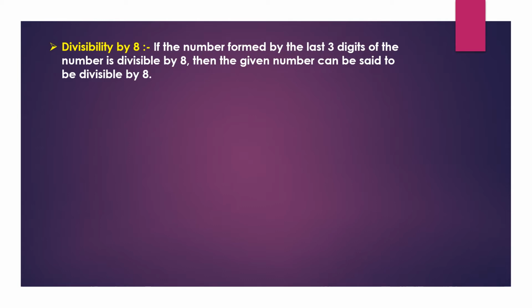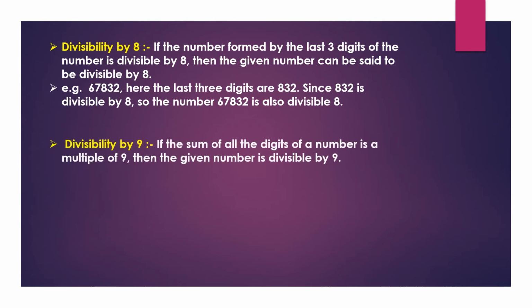Now talking about divisibility by 8. If the number formed by the last three digits of the number is divisible by 8, then the given number can be said to be divisible by 8. For example, let's take the number 65,832. Here, the last three digits are 832. Since 832 is divisible by 8, the number 65,832 is also divisible by 8.